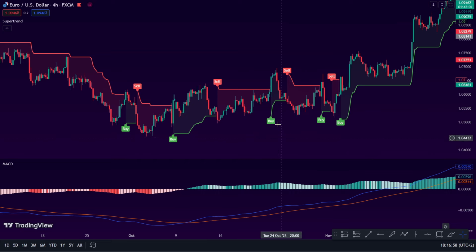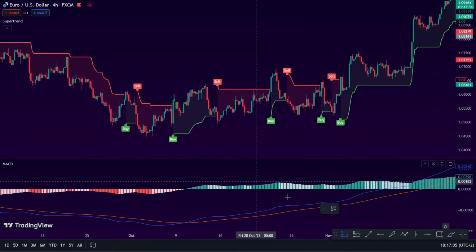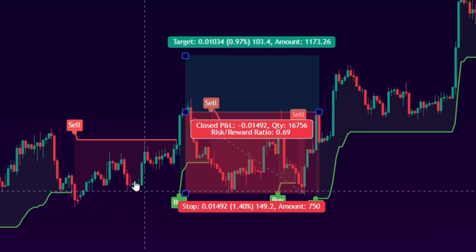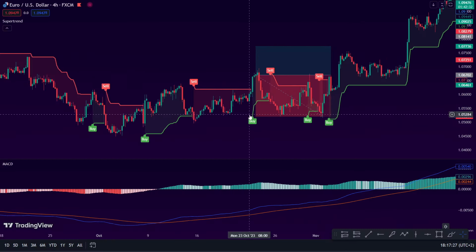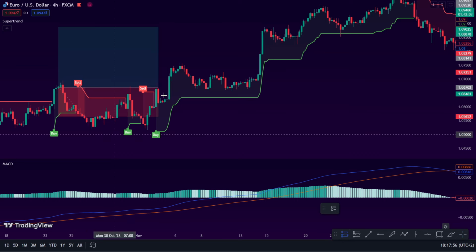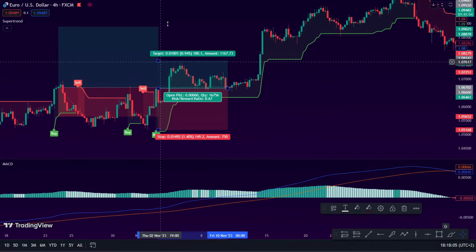Of course, there are false signals as well. For example, here the MACD is green and we get a buy signal from the supertrend indicator. And if I take a buy position here and place the stop at the previous low, I could be stopped out here. Here we get a buy signal again. I take a buy position here, place the stop at the previous low and make the risk reward ratio 2.